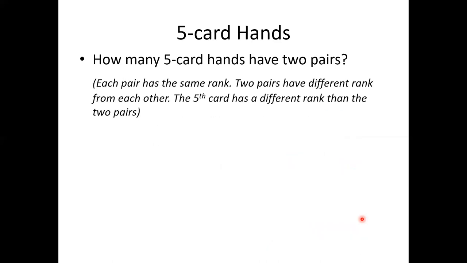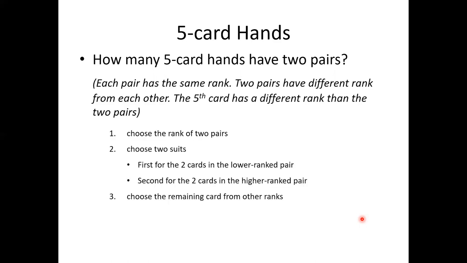Okay. How many five cards have two pairs? Now the two pairs, again, is a poker figure. It means you have two doubles, right? Two cards of one rank and two cards of some other rank. And these two ranks are different, because otherwise you would have four cards of the same rank. And the fifth card is not matching either of these two of which you have a double, right? So choose the rank of these two.